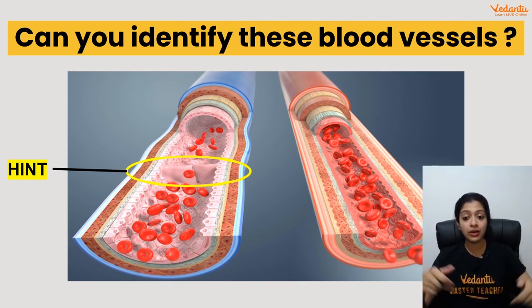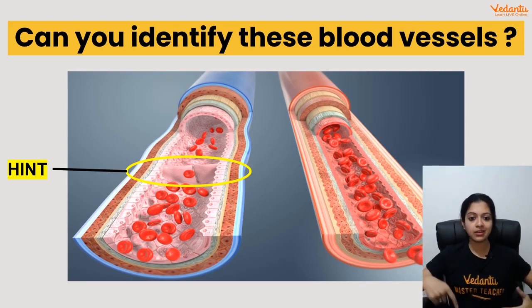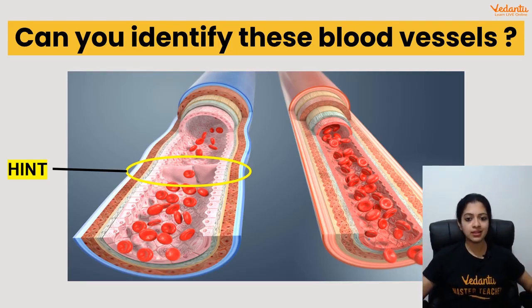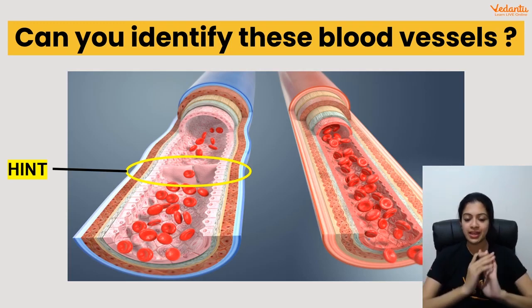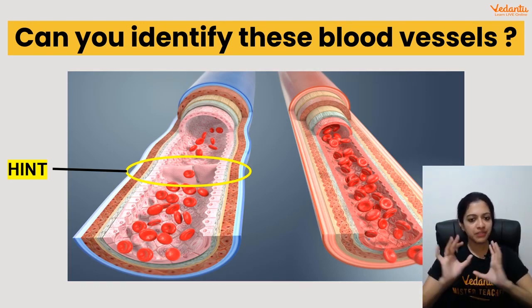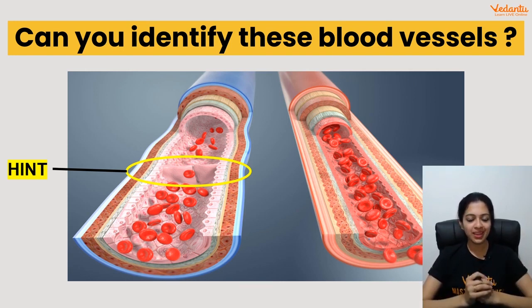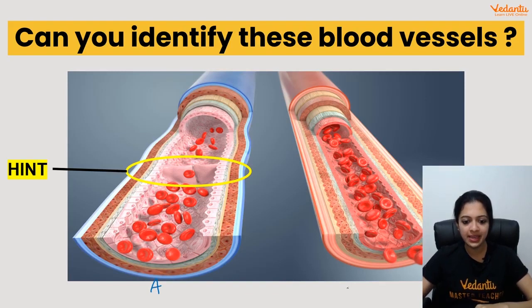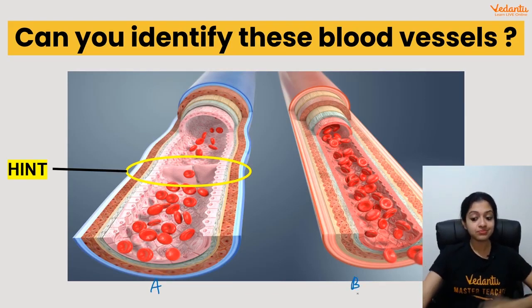I'm not asking you about the absolute specific names, like the subclavian and the jugular. But what are the three major names we've learned? From those, what are these two? I'll number them as A and B. What is A and what is B?